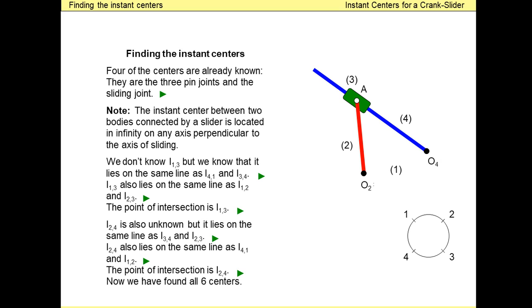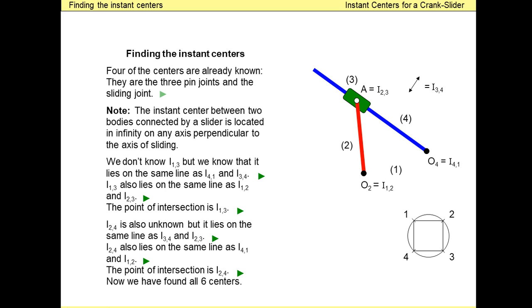Okay, now consider O2. O2 is connected with link 2 by a revolute joint. So this revolute joint at O2 will be defined as I12. It is the first instantaneous center. As you define this, you have to join link 1 and 2, so it represents instantaneous center 1 2.